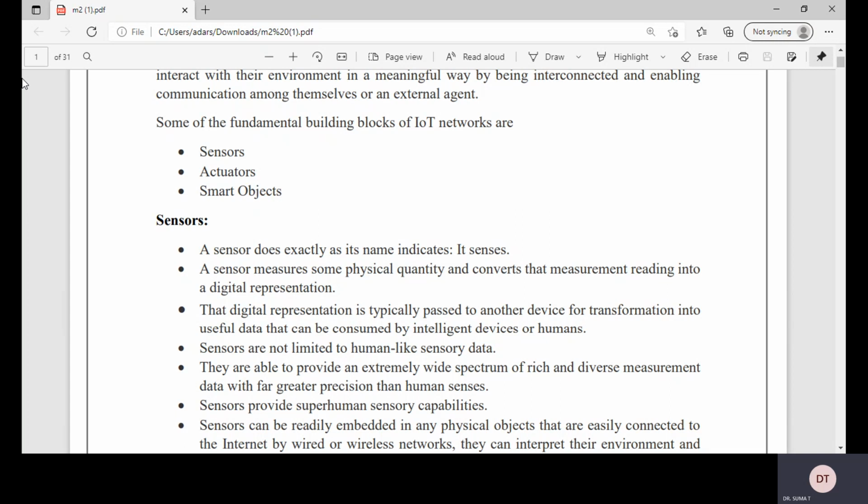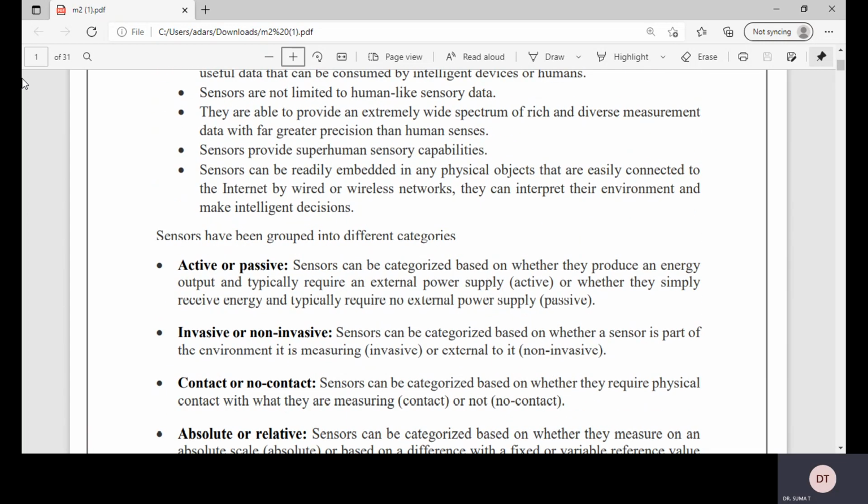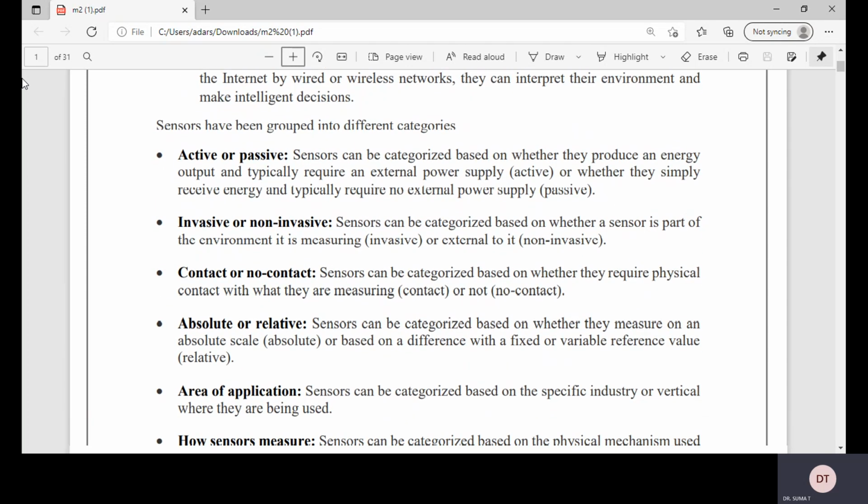There are myriad differences between the different sensors available to measure virtually everything in the physical world. There are a number of ways to group and cluster sensors into different categories. So we are going to classify these sensors as active or passive sensors. Second, invasive or non-invasive. Third, contact or no contact. And the fourth one is absolute or relative sensors.